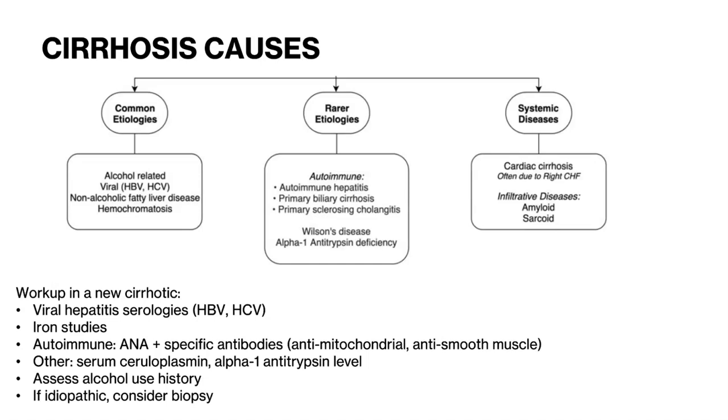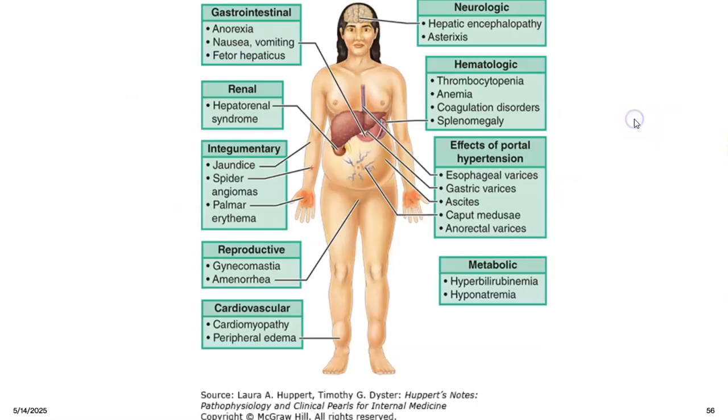Patients with a new diagnosis of cirrhosis should be screened for viral hepatitis, have iron studies done, undergo workup for autoimmune or inherited causes of cirrhosis, and have an extensive review of their family history, substance use history, and medications. If no cause can be identified based on history and non-invasive testing, biopsy can be considered.